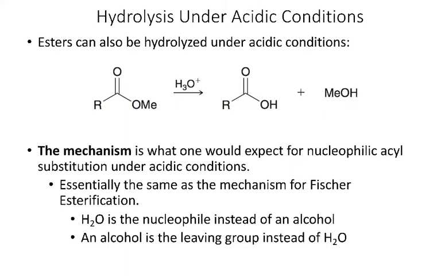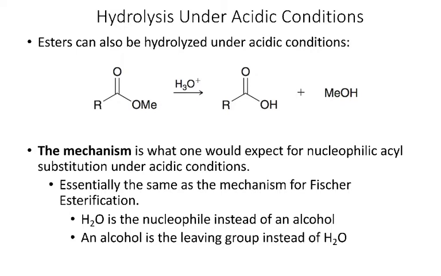The next reaction is still hydrolysis. This time we're going to be under acidic conditions, and this is the reverse of the Fischer esterification. With Fischer esterification, we used acidic conditions, and we reacted the carboxylic acid with an alcohol to form our ester, and we said it was an equilibrating process. We can go in both directions. Well, this is the reverse direction.